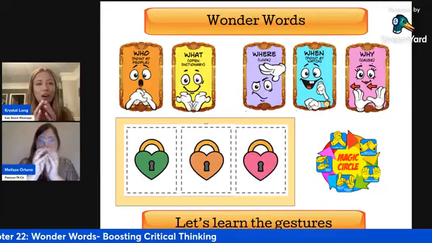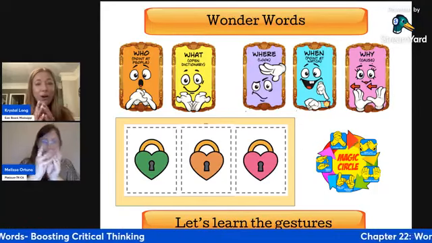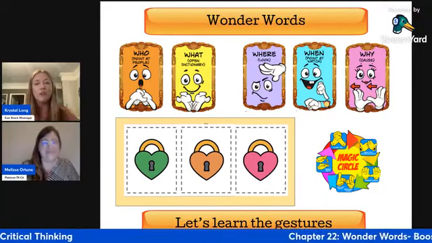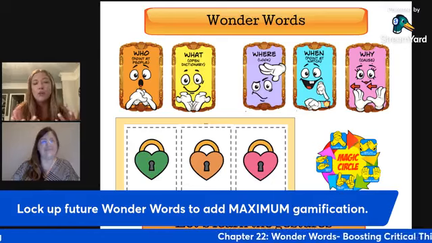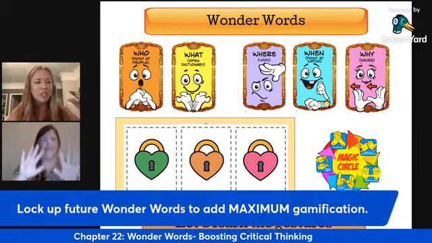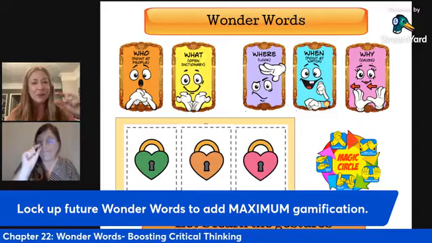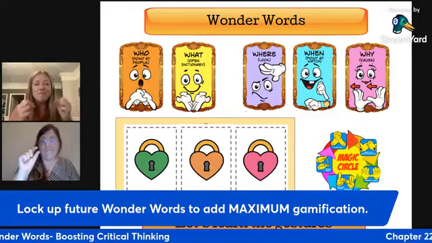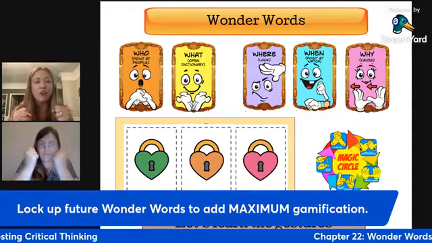Now you'll notice here, Melissa, we also have some locks over top of some stuff here. Love the locks. What are we opening today? Oh, exactly. So whenever we are showing something new in our classroom, we want to lock everything up and only show it one little step at a time. This gives us that maximum gamification for our classroom.